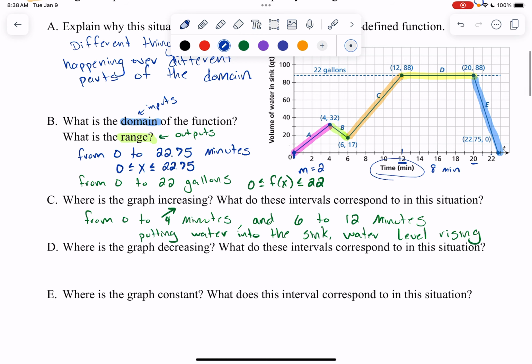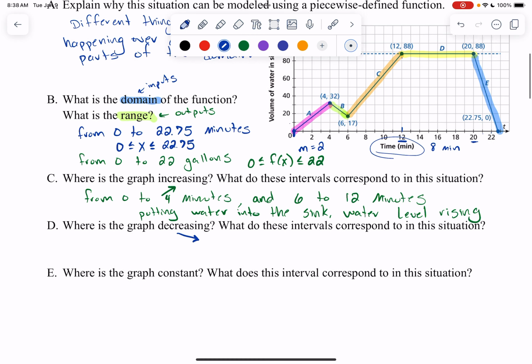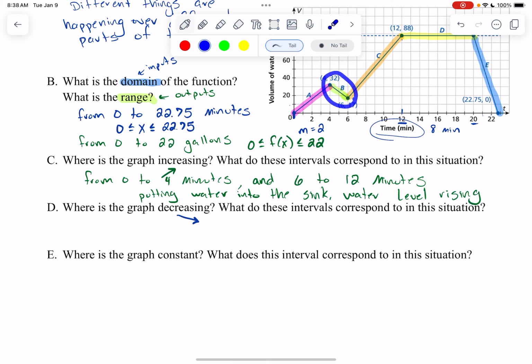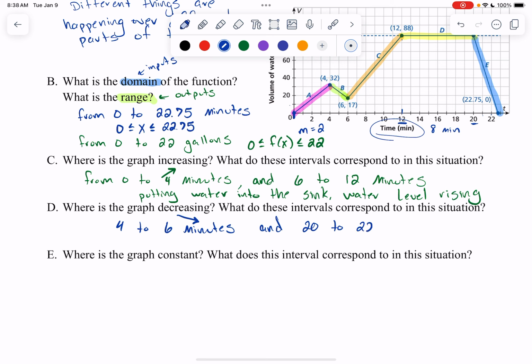Okay, where is the graph decreasing? Going down. It's going down on this interval from 4 to 6 minutes. Okay, and it's also decreasing when we're draining it from 20 to 22.75 minutes. And the water level at that point is going down. What do these intervals correspond to in this situation? Water level going down.